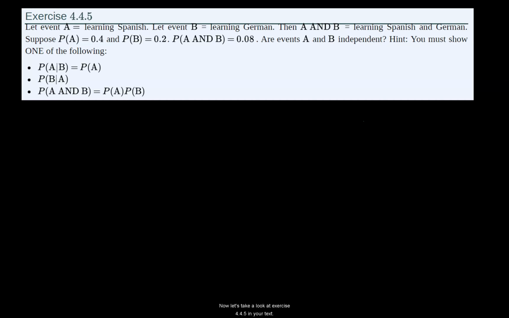Now let's take a look at exercise 4.4.5 in your textbook. Let event A be learning Spanish. Let event B equal learning German. Then A and B is learning Spanish and German.